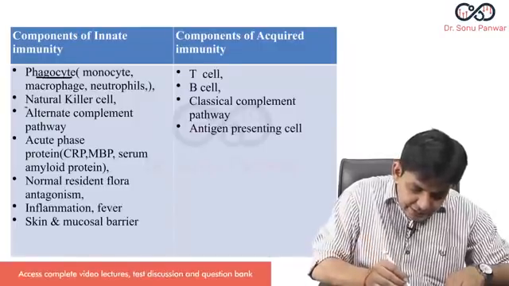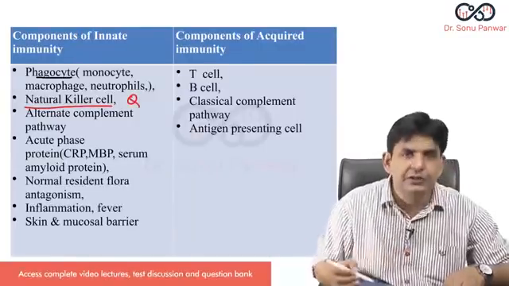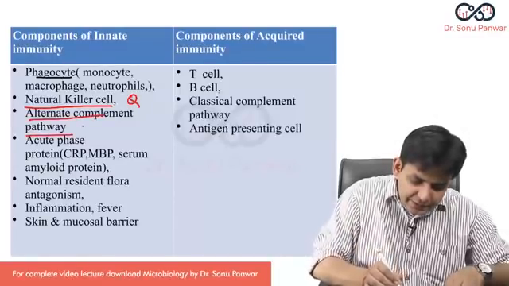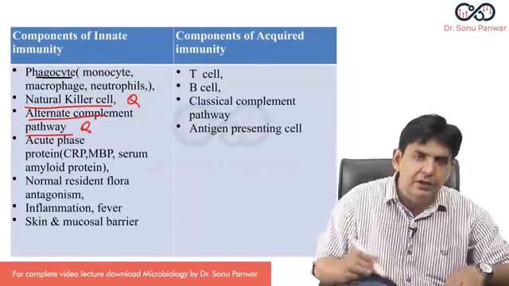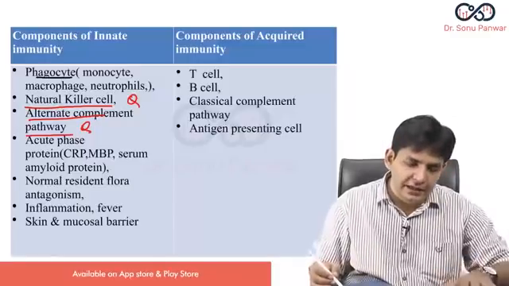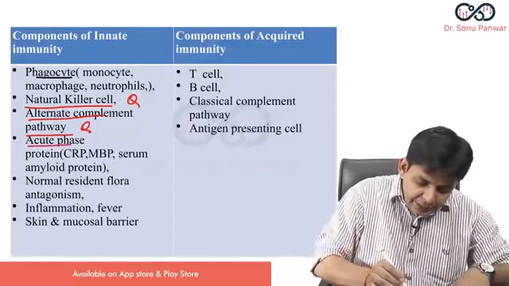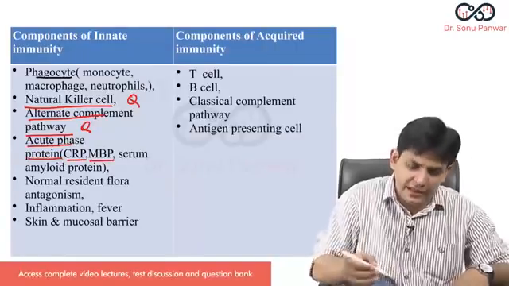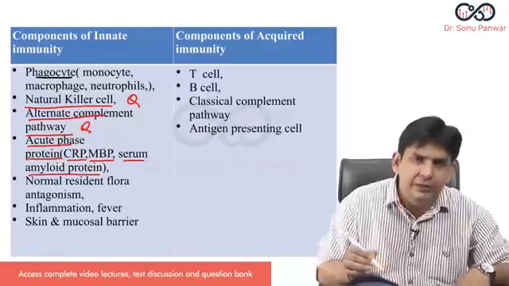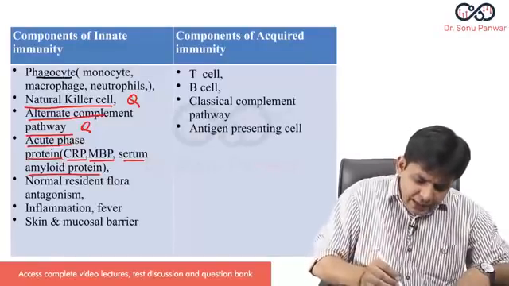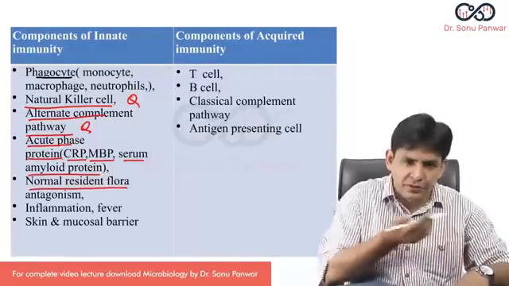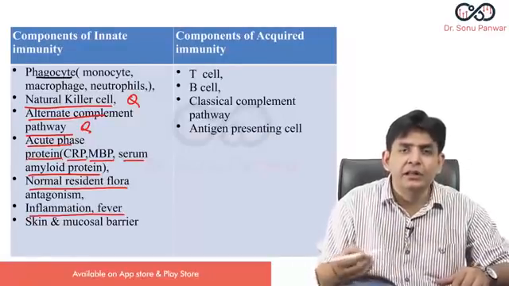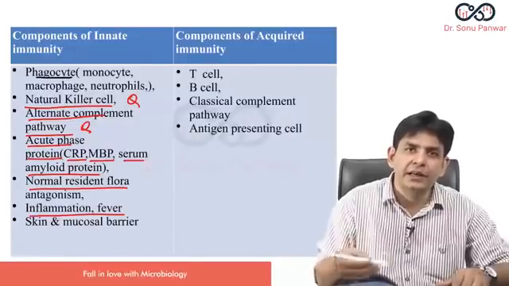Fine. Then I just told you, this was a question: the natural killer cells are part of it. The alternate complement pathway is a part of innate immunity; the classical one is part of the other. Acute phase proteins like CRP, mannose binding protein. What is CRP? C-reactive protein, and serum amyloid protein, that is SAP. And our normal resident flora over our skin. Inflammation, fever, all these happen, they are part of our innate immunity.